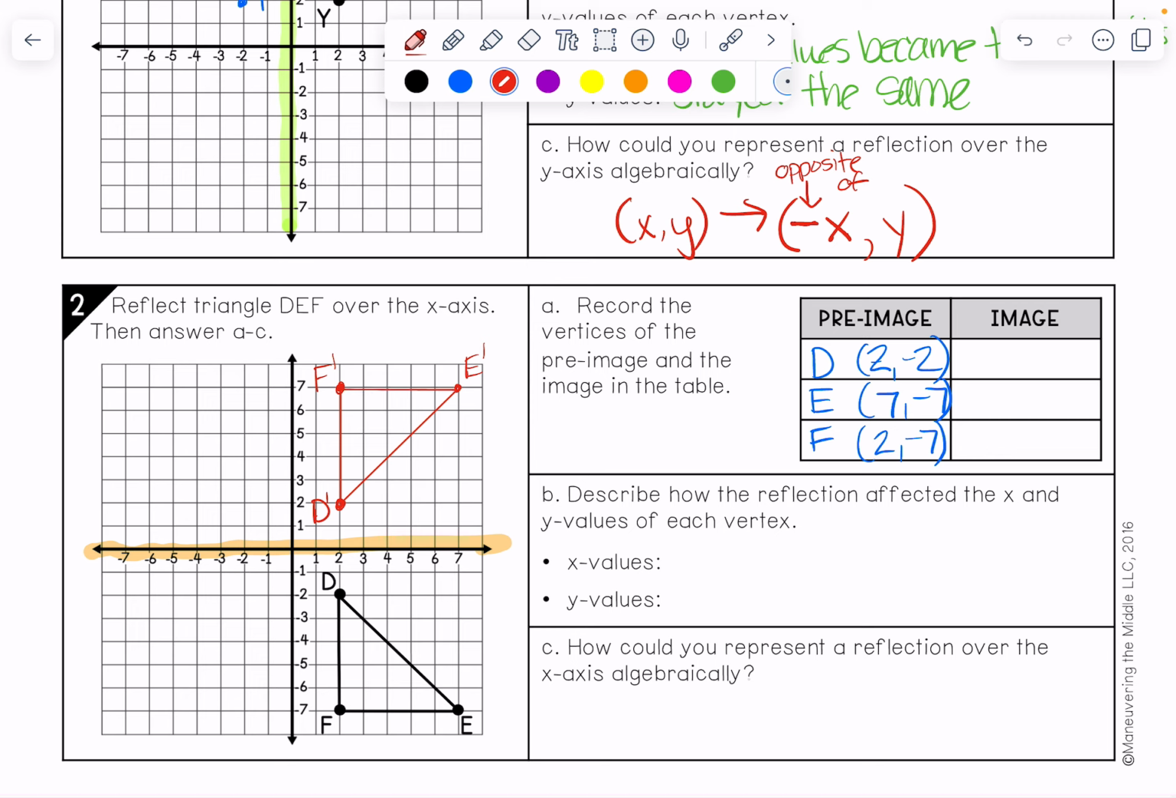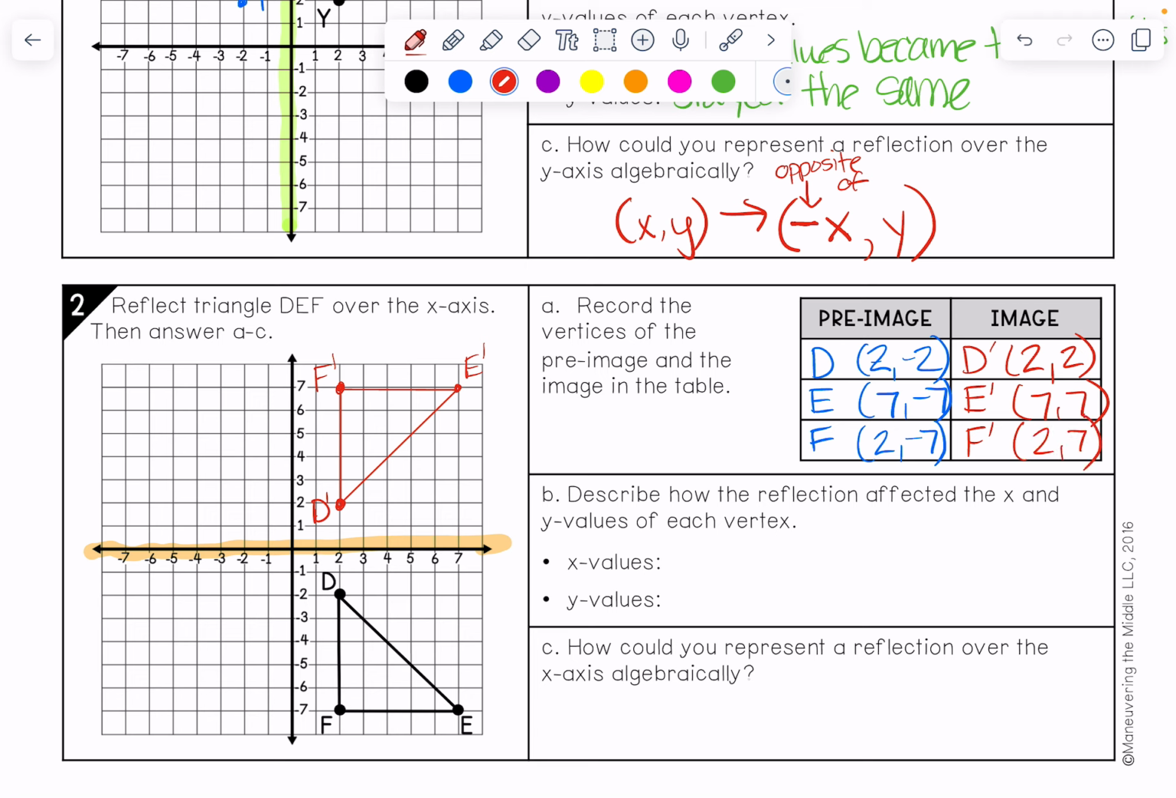All right, so we've flipped triangle DEF now over the x-axis. And so now we're going to figure out our ordered pairs for D prime, E prime, and F prime for the image. So D prime is now at (2, 2), E prime is (7, 7), and F prime is (2, 7).